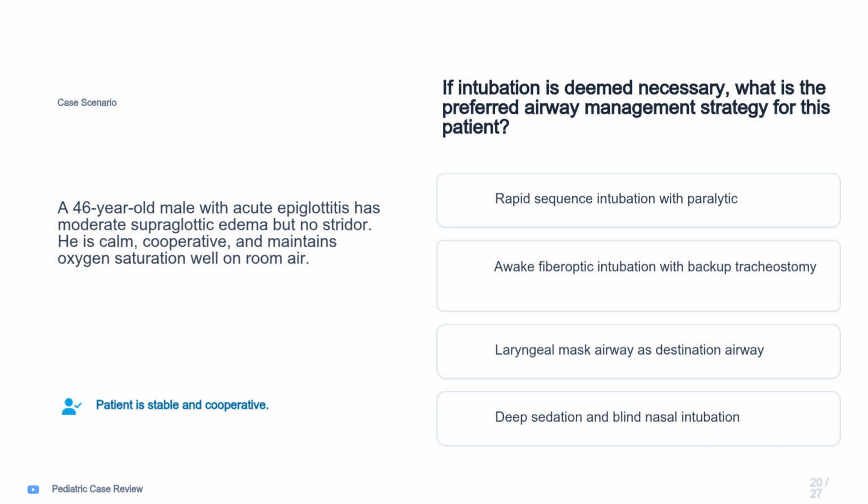A 46-year-old male with acute epiglottitis has moderate supraglottic edema on fiber optic examination. He is cooperative in maintaining oxygenation but requires intubation for airway protection. What is the best airway management approach?